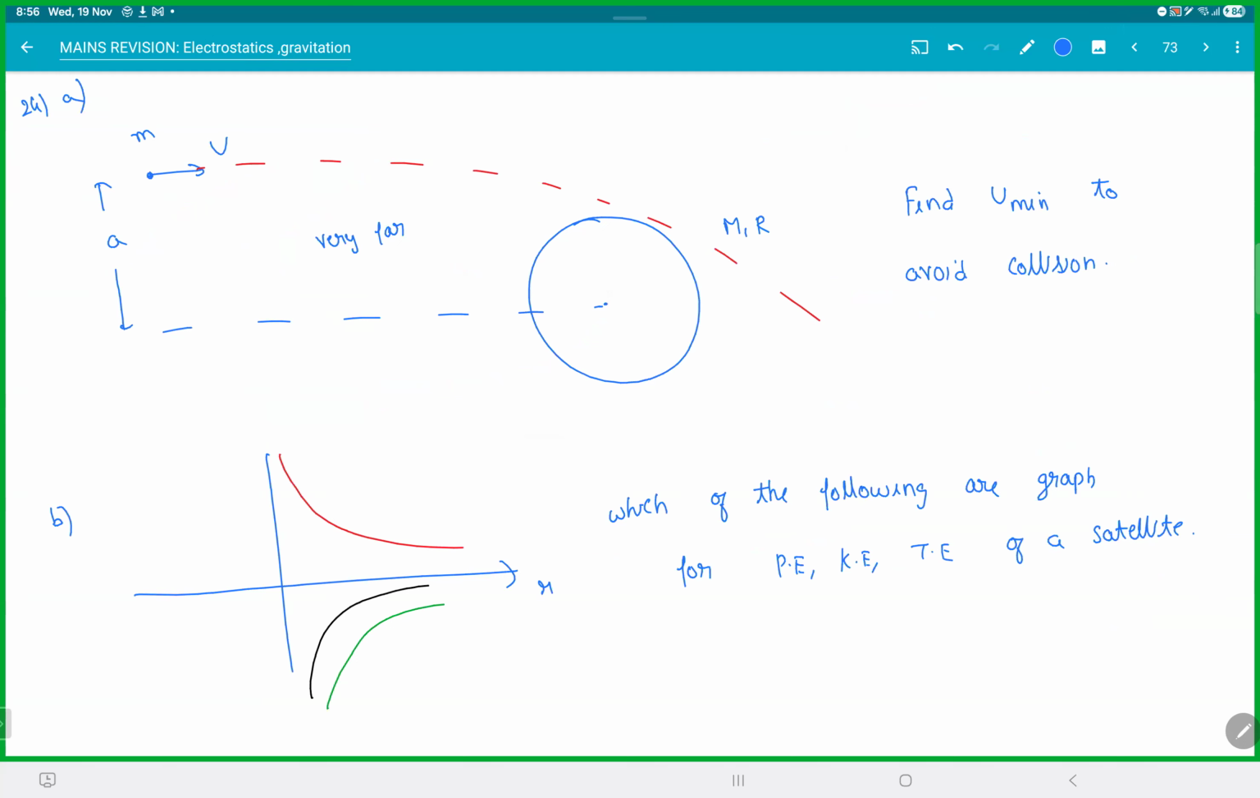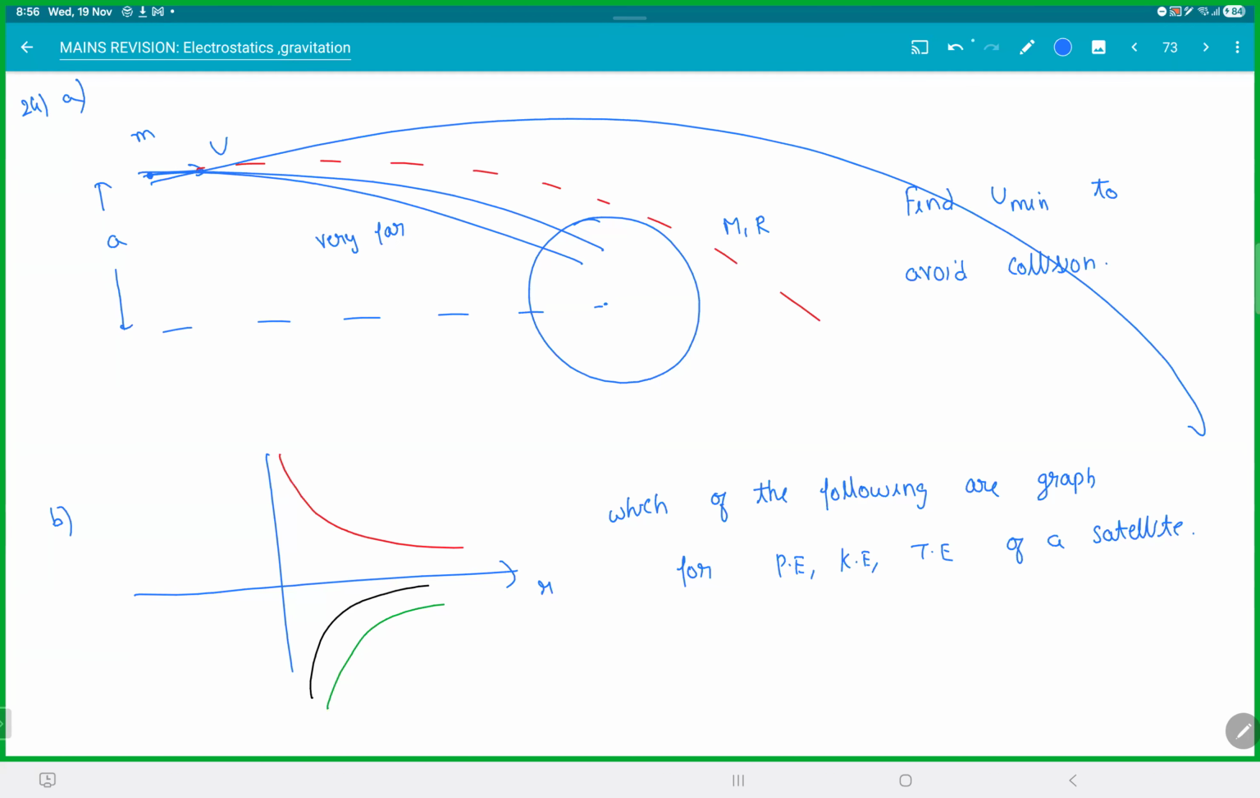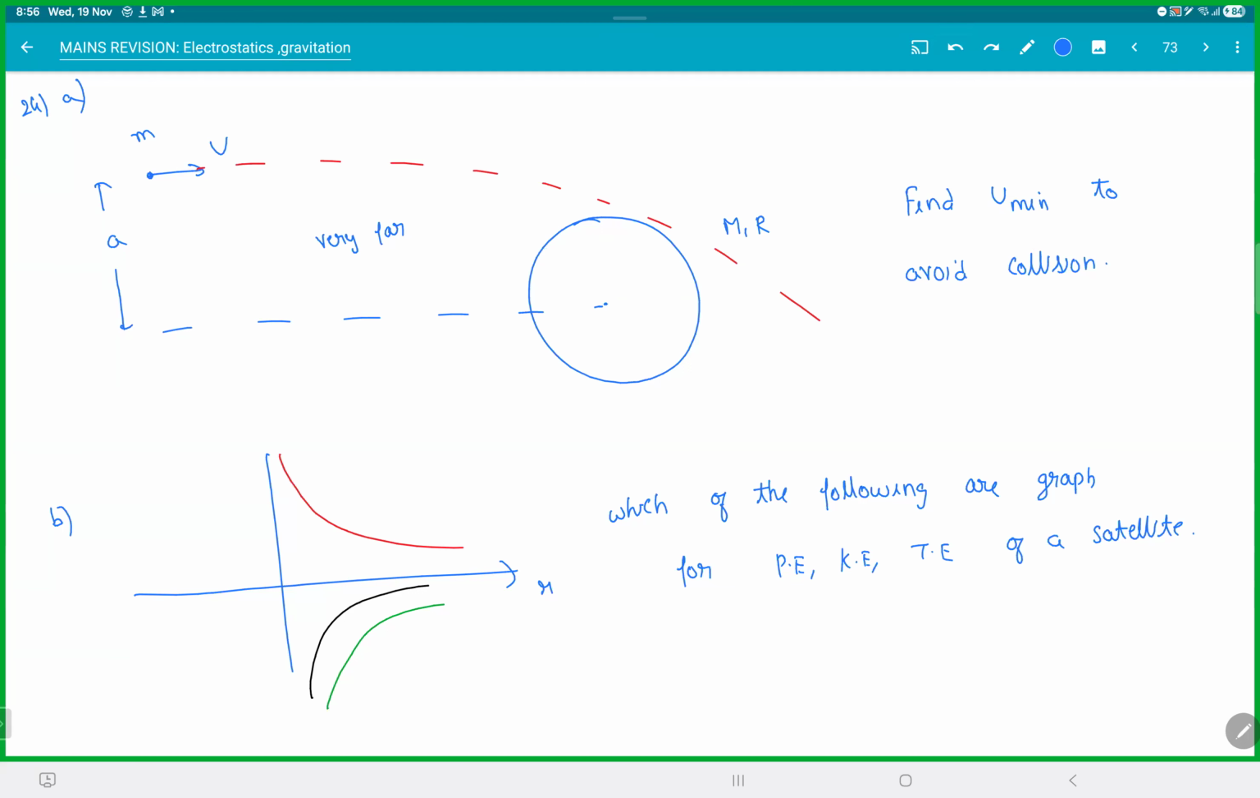A comet is coming from very far. The distance is a. What was it in class? Find u minimum to avoid collision. As it gets closer and closer, if the speed is less, there is a chance you will go and hit the planet like this. If you throw very fast, you will go like this. So there is a minimum velocity where you will just graze the planet and go.